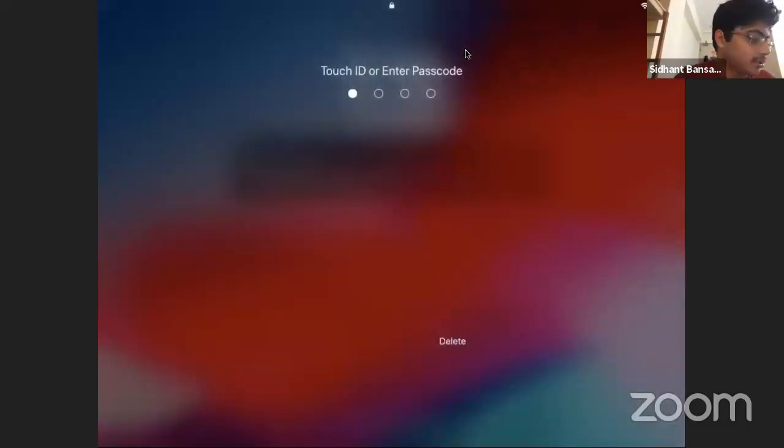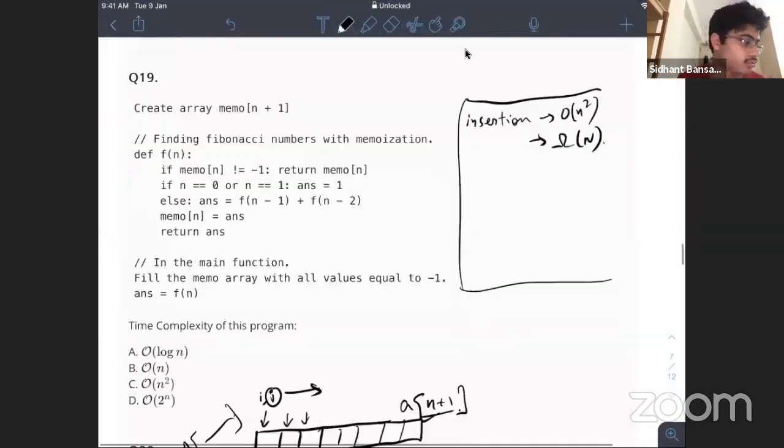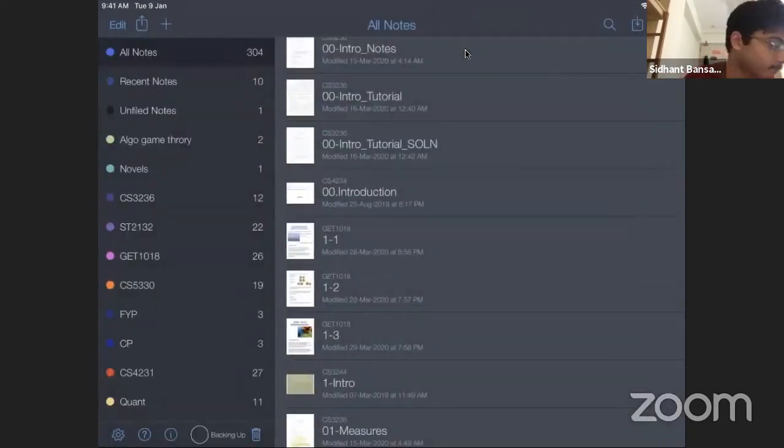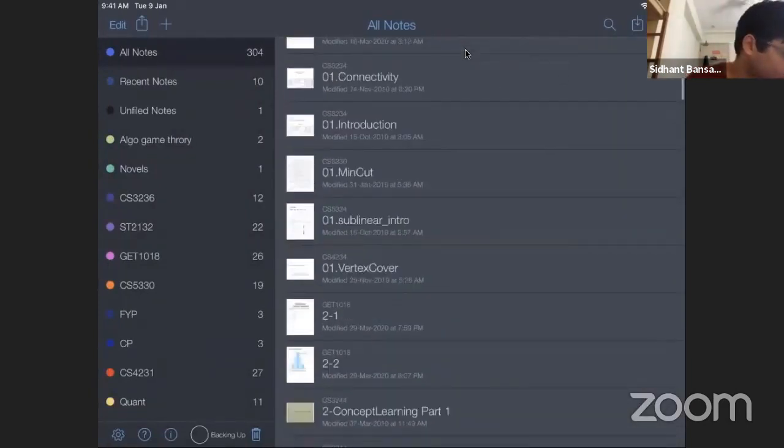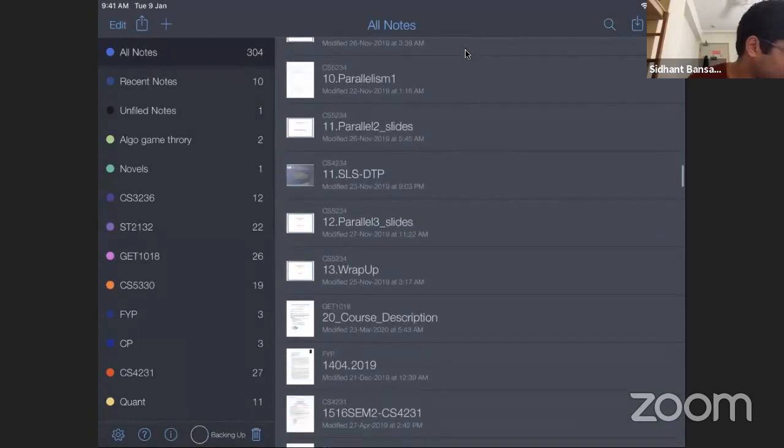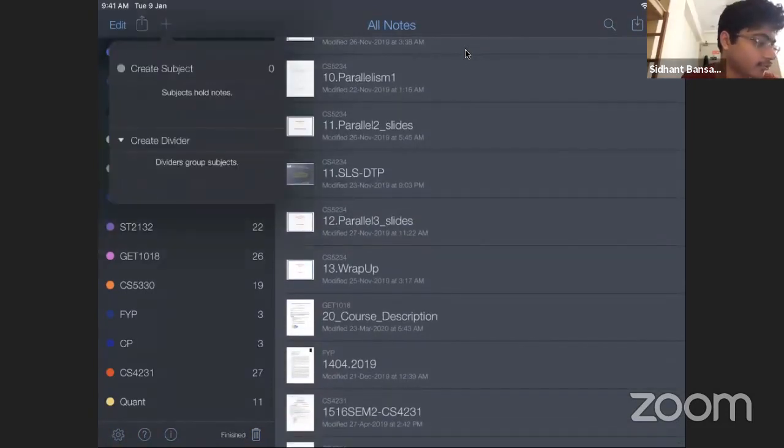I'll connect my iPad, give me a moment. For the next 10 minutes or so, we'll just go through the rough derivation of the entire thing, what the algorithm should be, and I'll try to derive everything. After the derivation, we can go through the implementation part.